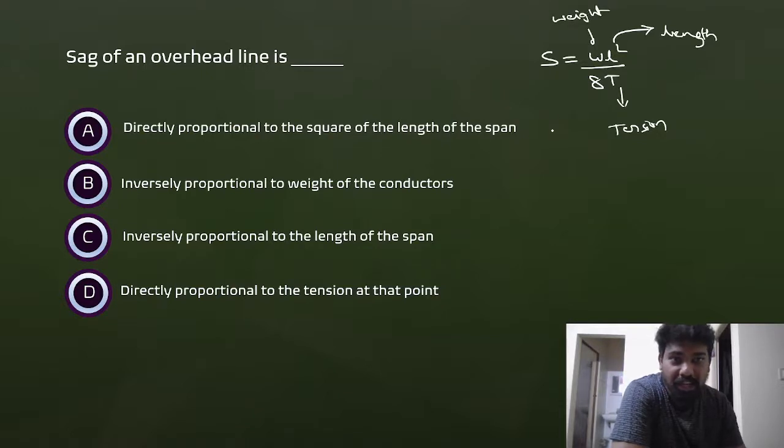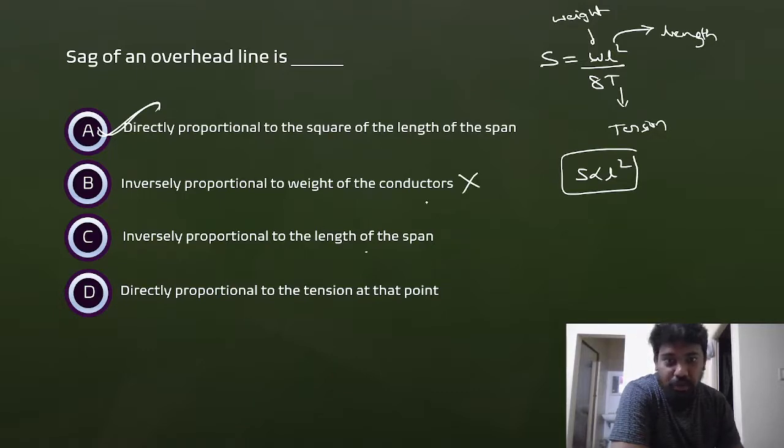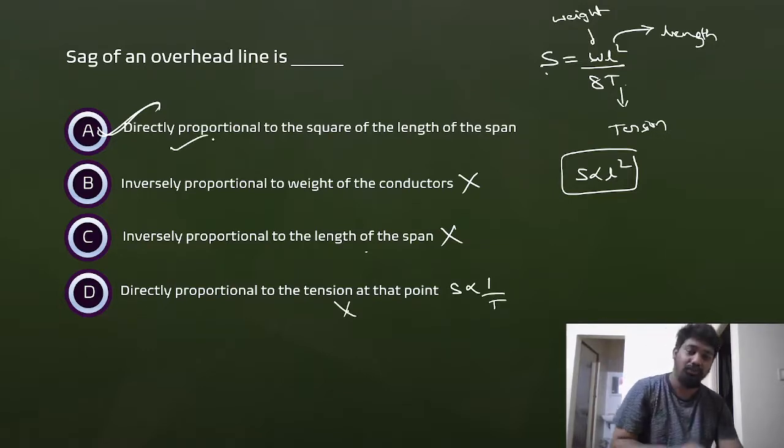So we can directly see sag is directly proportional to square of length. Inversely proportional to weight, but it is directly proportional, so this statement is wrong. Inversely proportional to length, so not correct. Directly proportional to tension, but it is inversely proportional to tension, so this statement is also wrong. So the correct statement is directly proportional to square of length of span.